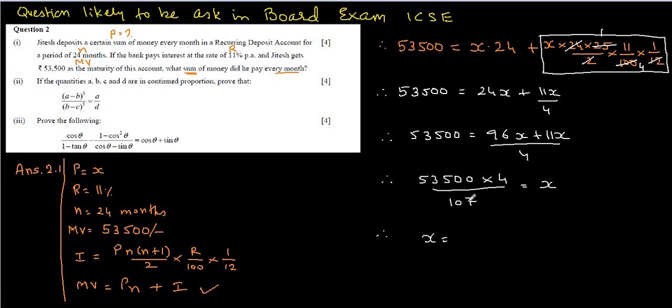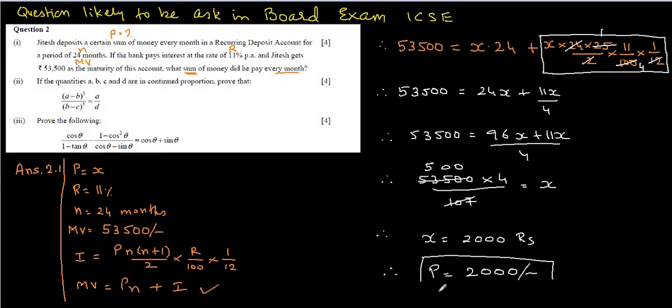Therefore x is equal to, if you cancel this one, what are you going to get? 107 5s are 535 and 107 5s are 535, so it is 107 5s and 2 0. So 500 multiplied by 4 is going to fetch 2000 rupees. So the amount that he is depositing, that means the principal amount P that he is depositing every month for 2 years, is 2000 rupees. I hope you understood this sum, and it's pretty simple and easy. We just have to put the values and calculate. So this is the answer of question number 2-1 about banking. Any doubts, any questions, please let me know.